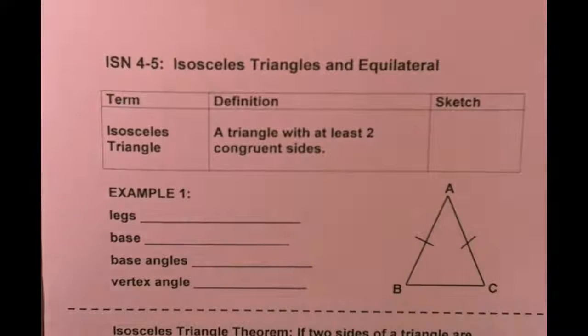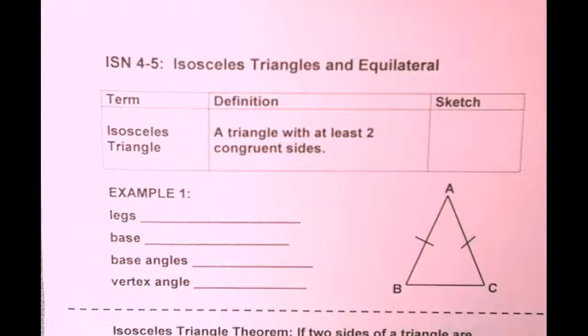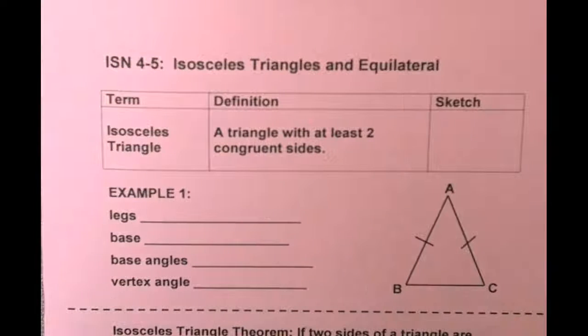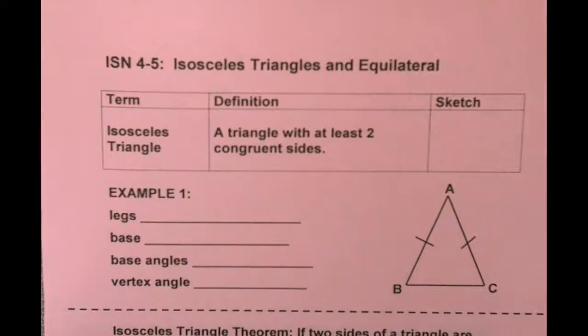Okay, today we are doing isosceles triangles. The definition of an isosceles triangle is that two sides are the same. So, an easy sketch.